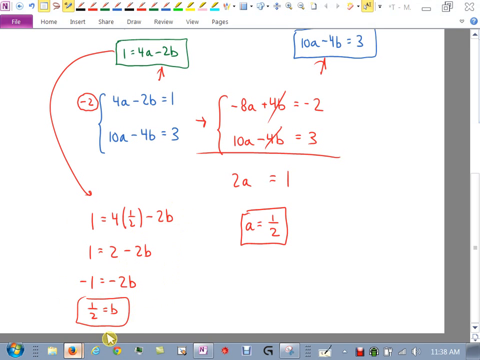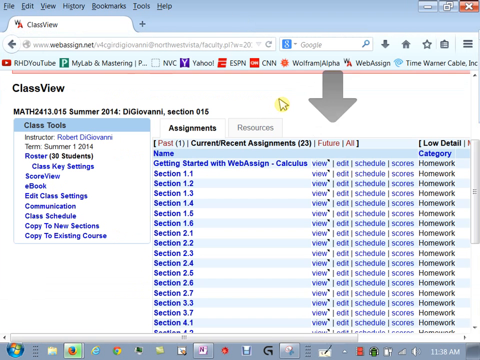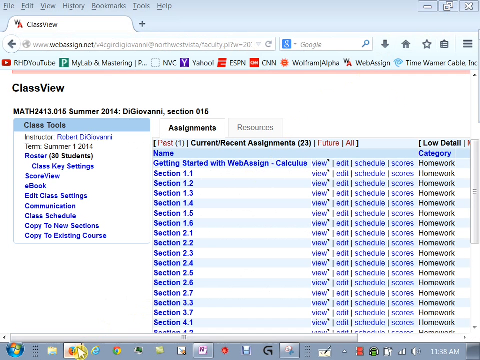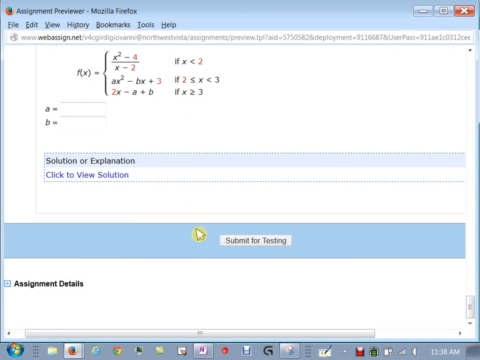Let's see if that matches up with what they got. There we go. A is a half, b is a half. Okay, I believe that's it for that assignment. Yes, it is.